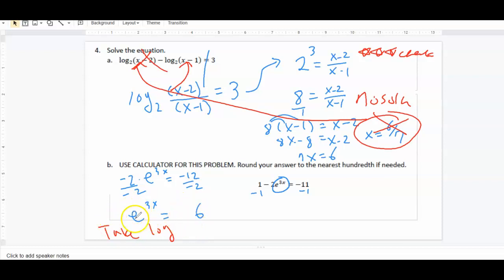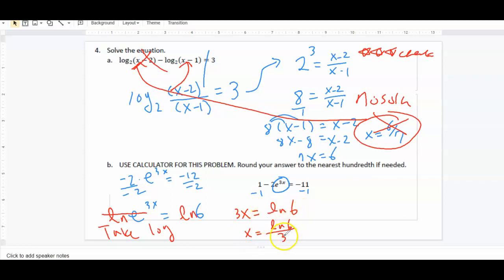But this base is e, so what kind of log is log with the base e? The natural log. So I'm just going to take the natural log on both sides. Why? Because the natural log of e is just a 1, so that cancels out. So you're left with 3x is equal to the natural log of 6. Then what is x? The natural log of 6 divided by 3.